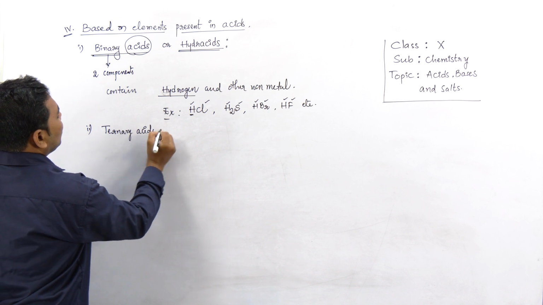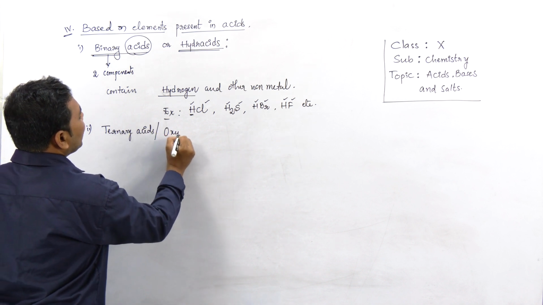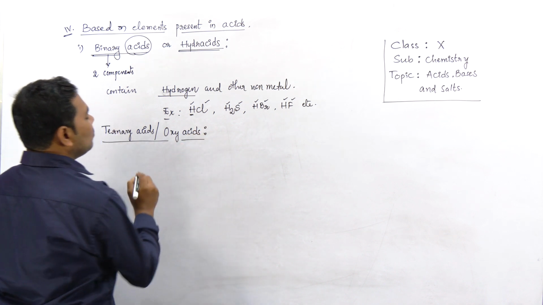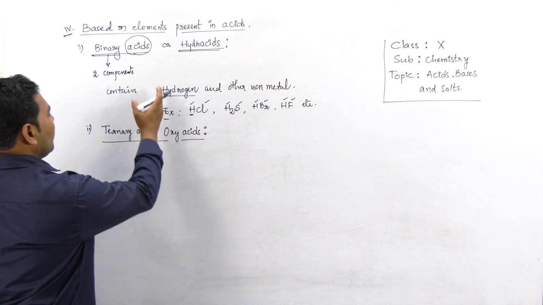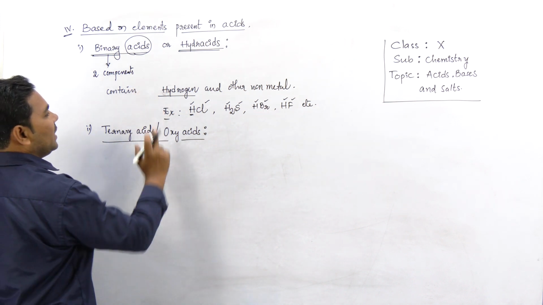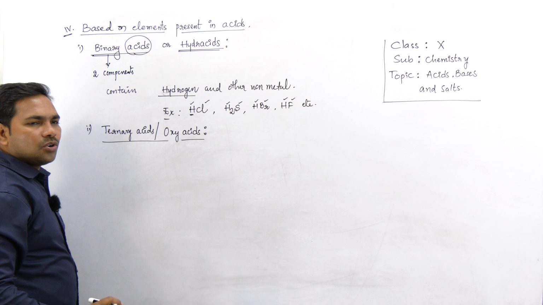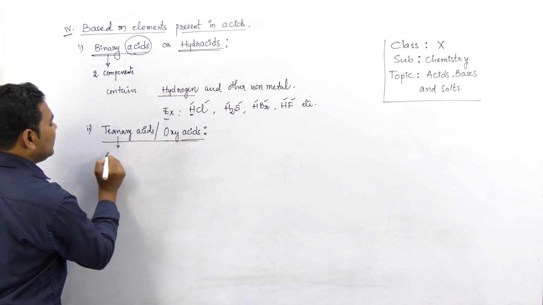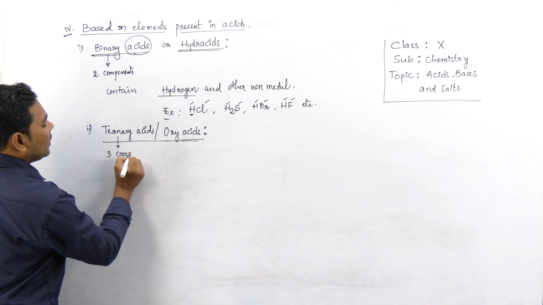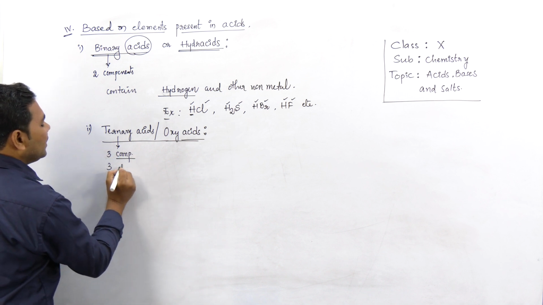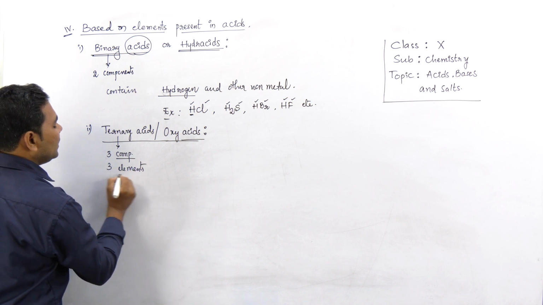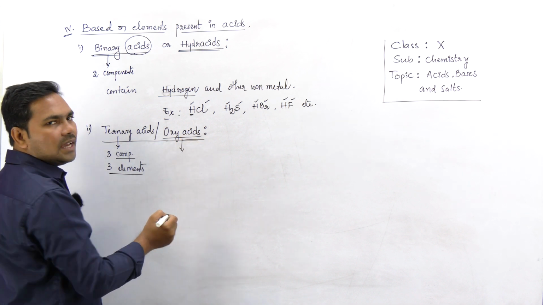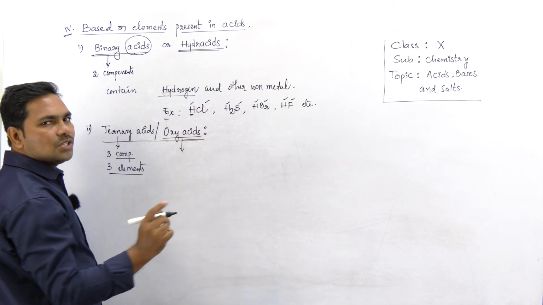Ternary acids are also called oxyacids. For this lesson, it is important to understand this classification into binary acids and ternary acids. Binary acids are called hydracids, ternary acids are called oxyacids. Now, as the name says, ternary means three components. Here each component is an element. We understand there are three elements in this acid, so they are called ternary acids, and the other name, oxyacid, conveys that oxygen is also present.